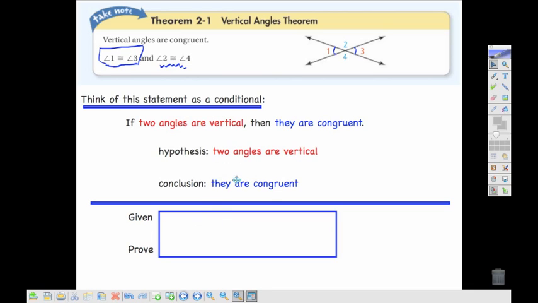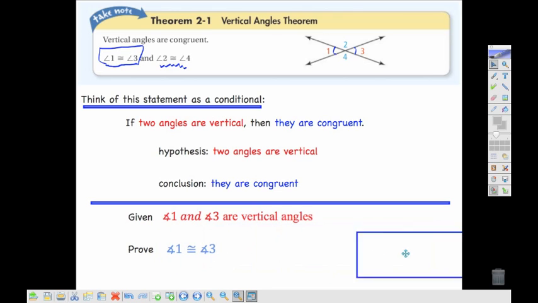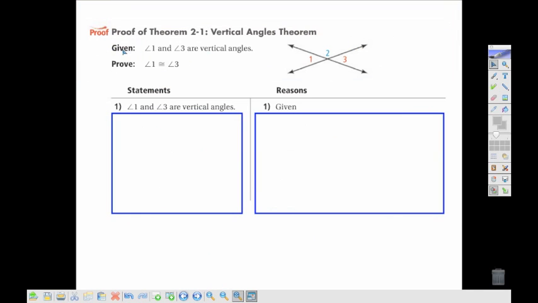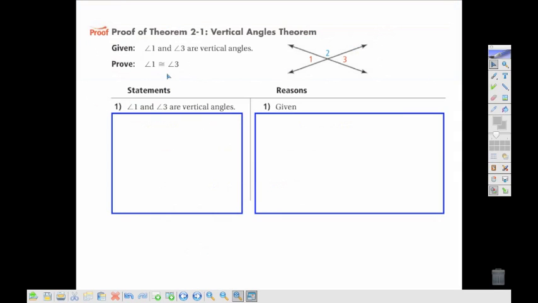Now I'm not going to use these words. I'm going to use the symbols and the picture that I'm given. And I'm going to rewrite that as angle 1 and angle 3 are vertical angles. So I'm specifically naming which angles I'm using in my proof. And then I'm going to prove that they are congruent to each other. When we set out to do our proof then, we're going to start with that as our heading. Notice we're taking this directly and putting it as our heading. We must have this heading as part of our proof.